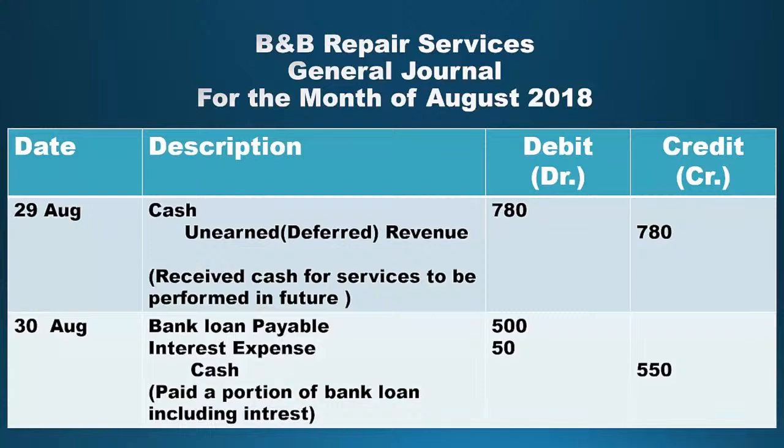To record this, we debit bank loan payable for $500 to reduce the loan balance. Debit interest expense for $50 to reflect the borrowing cost. Credit cash for $550 to show the payment. The narrative for this entry is: paid a portion of the bank loan including interest.